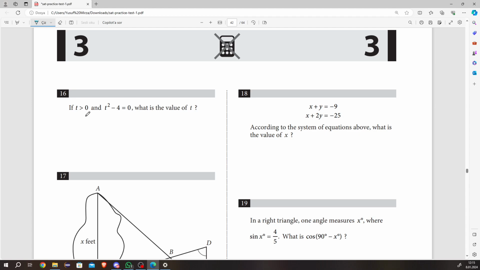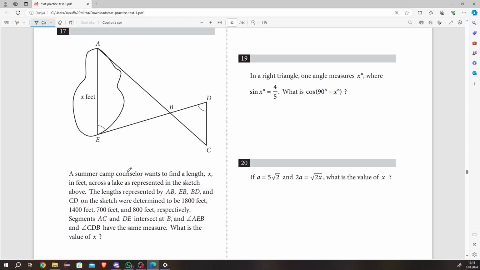Let's look at this question. If t is bigger than 0, t minus 4 is b. What's f of t? t equals 2 and minus 2, but because of this rule we should only say t equals 2.